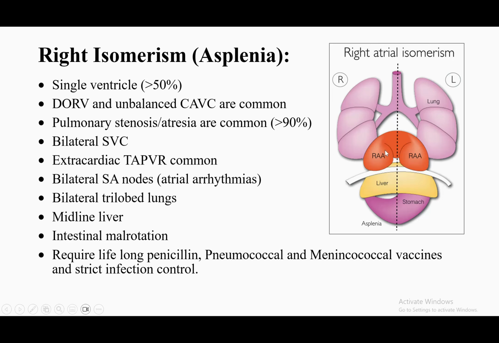Bilateral SA nodes. Since we have 2 right atria, we would have 2 SA nodes, and they would compete with each other. So we would have a sinus rhythm, but with the P wave shifting from upwards to downwards according to which SA node is more dominant. Bilateral trilobed lungs, midline liver, intestinal malrotation, requiring lifelong penicillin, pneumococcal and meningococcal vaccines and strict infection control, because these patients who are lacking the spleen would be immunocompromised.